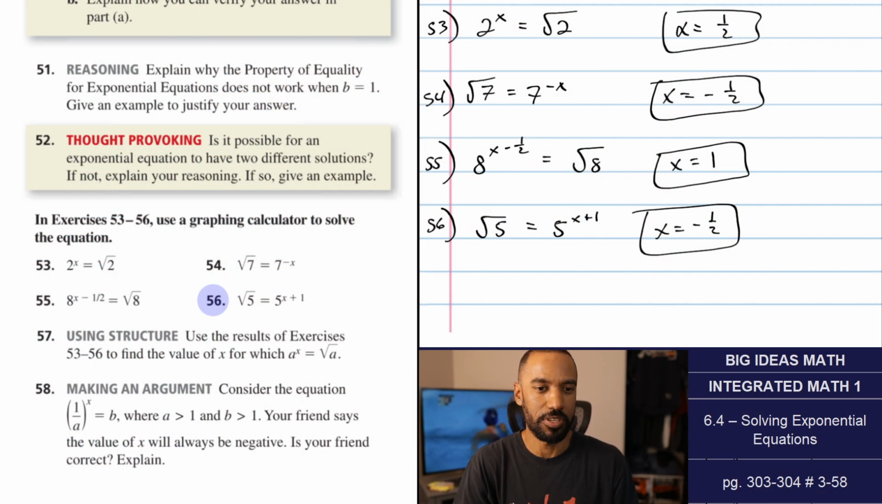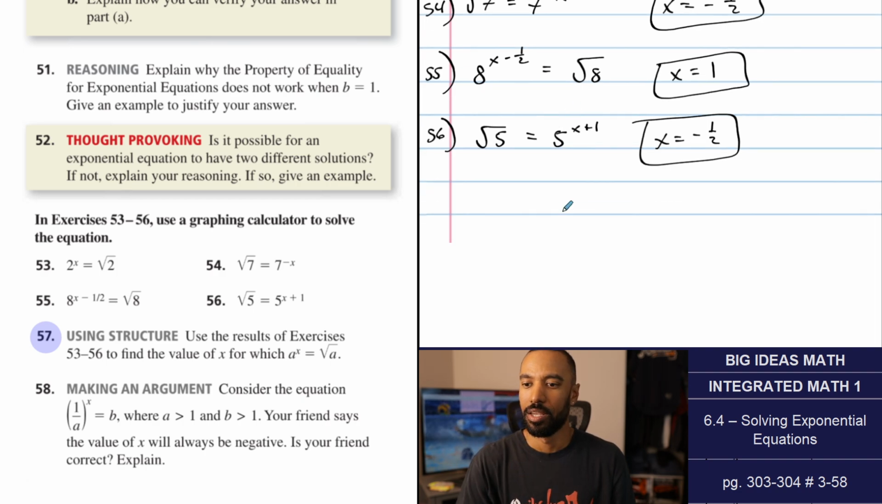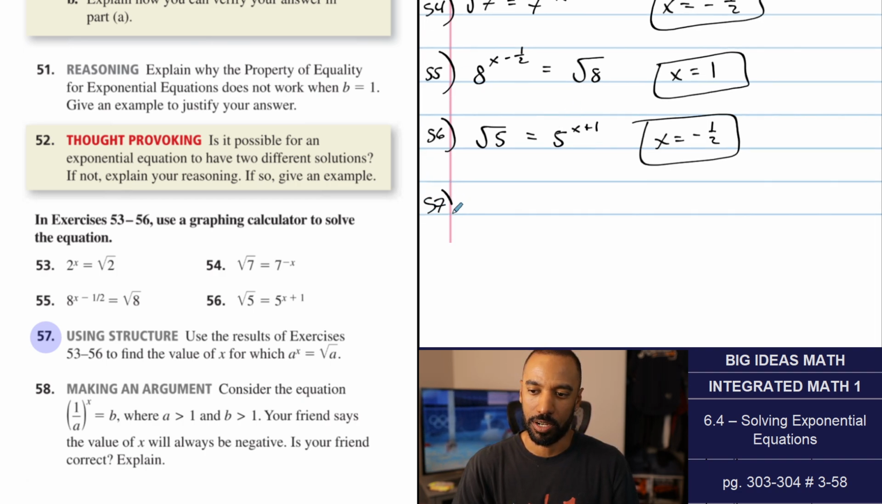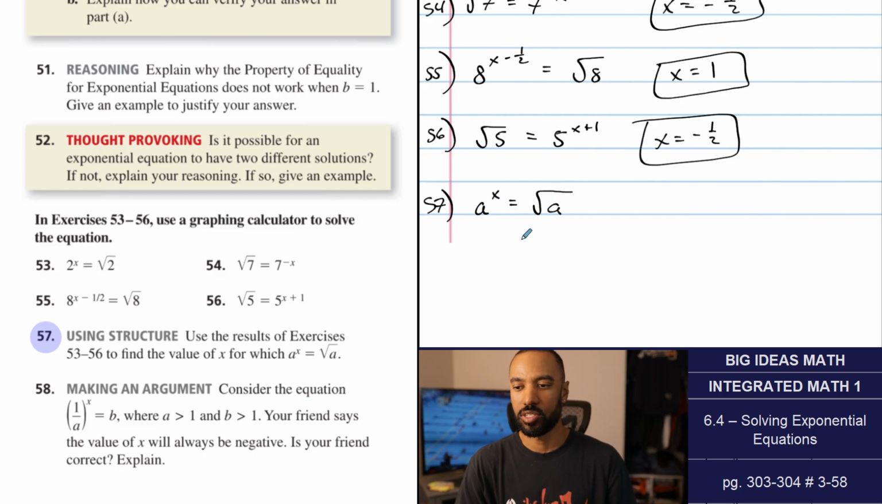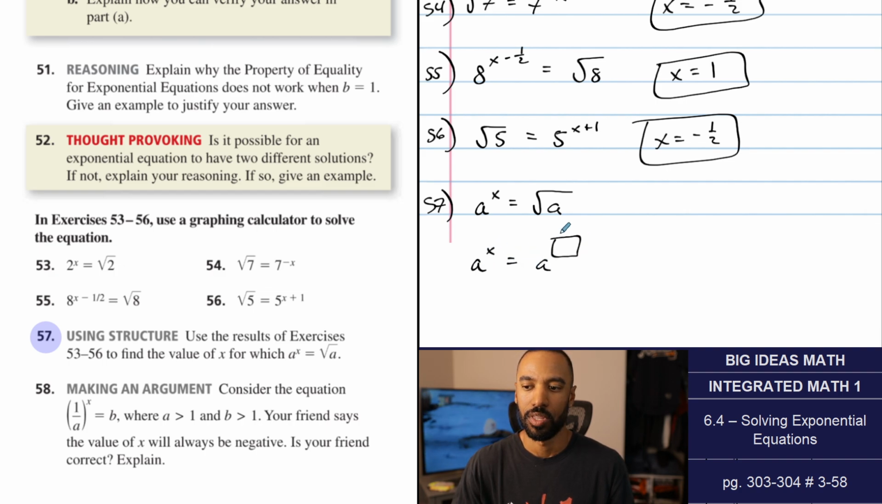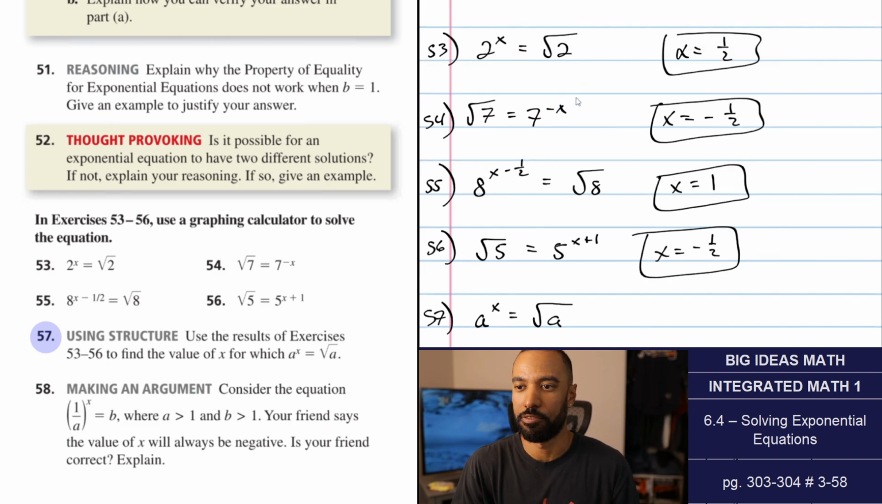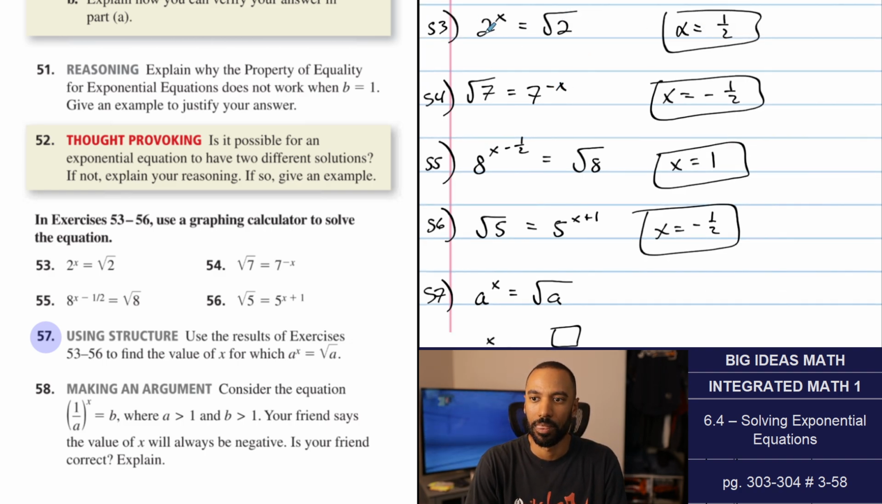Now, this number 57 says, use the results of exercises 53 to 56 to find the value of x for which a to the x power equals a. So we'll talk about this one here. We basically have to say, what's that matching base? A to the x equals a to what power? Well, if it wasn't made obvious from number 53, looks like it should be 1/2. But does that apply for the rest of them?